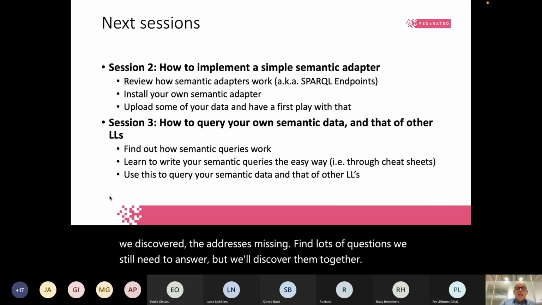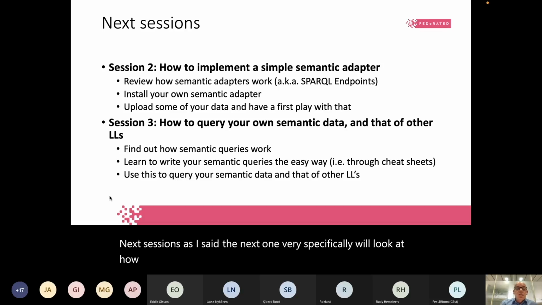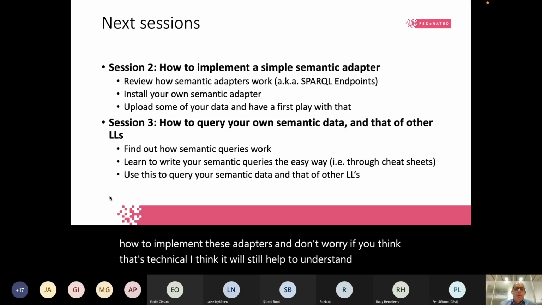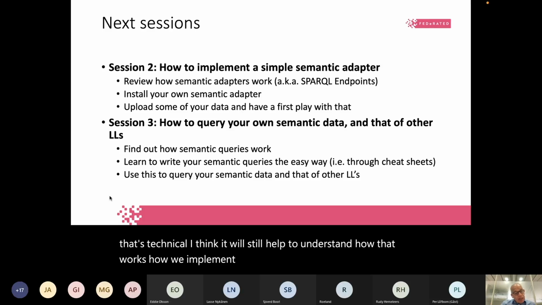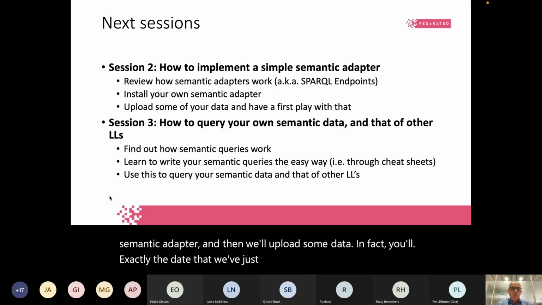Next sessions, as I said, the next one very specifically, we'll look at how to implement these adapters. And don't worry if you think that's technical. I think it will still help to understand how that works, how we implement it, how you can install your own semantic adapter, and then we'll upload some data. In fact, you'll upload exactly the data that we've just created together, but you'll do it yourself.